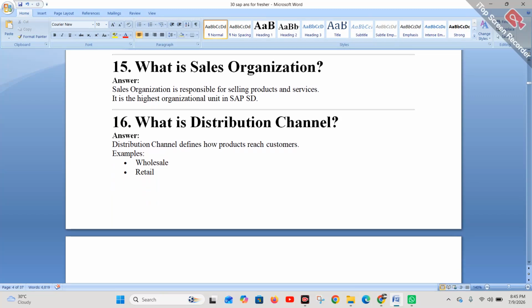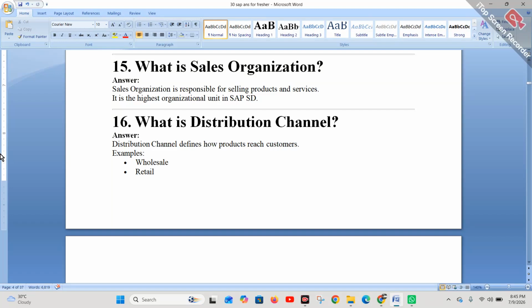What is the sales organization? Sales organization is the unit that sells and distributes the products, negotiates the terms of sales, and is responsible for the transaction. Sales organization is the highest organization unit in the SAP SD.